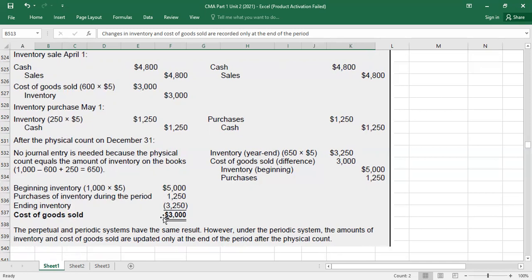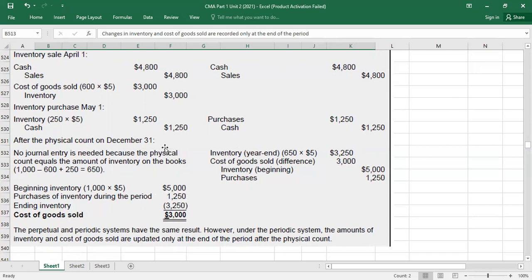So if you want to calculate the value of ending inventory, we can use two different ways. I'm telling you the simplest way. You have cost of goods sold, you have beginning inventory, you have purchases. It means I can calculate the value of ending inventory. What I can do, I will type on the calculator $3000, which is cost of goods sold, minus beginning inventory, which is 5000, minus purchases, which is 1250. Automatically I will get the value of closing inventory.